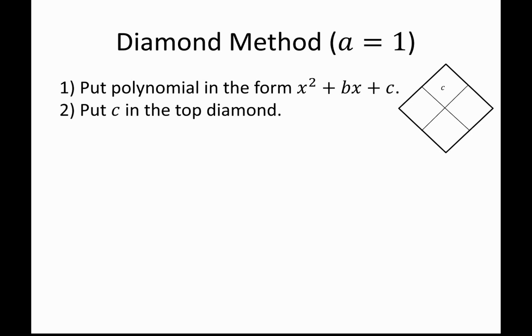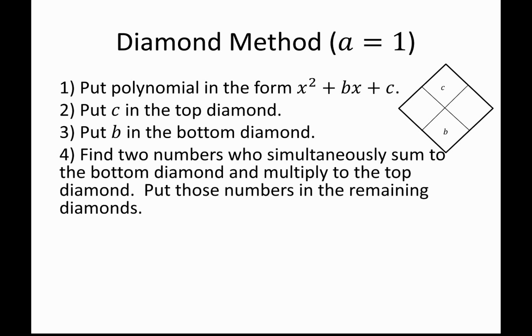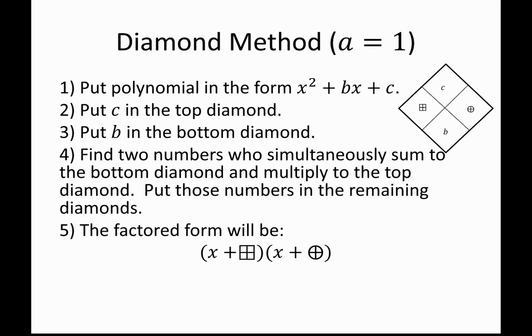All right, here's your diamond. The first thing you're going to do is put the c, or the constant term, in the top of the diamond. Then you're going to put b, the coefficient of the middle term, on the bottom of the diamond. You want to find two numbers who simultaneously sum to the bottom diamond number and multiply to the top diamond, right? So it's got to sum to b but multiply to give you c. Put those numbers in the remaining diamonds, and I just generically put them as these symbols here, and then you could go straight to the factored form in order to complete your factorization.